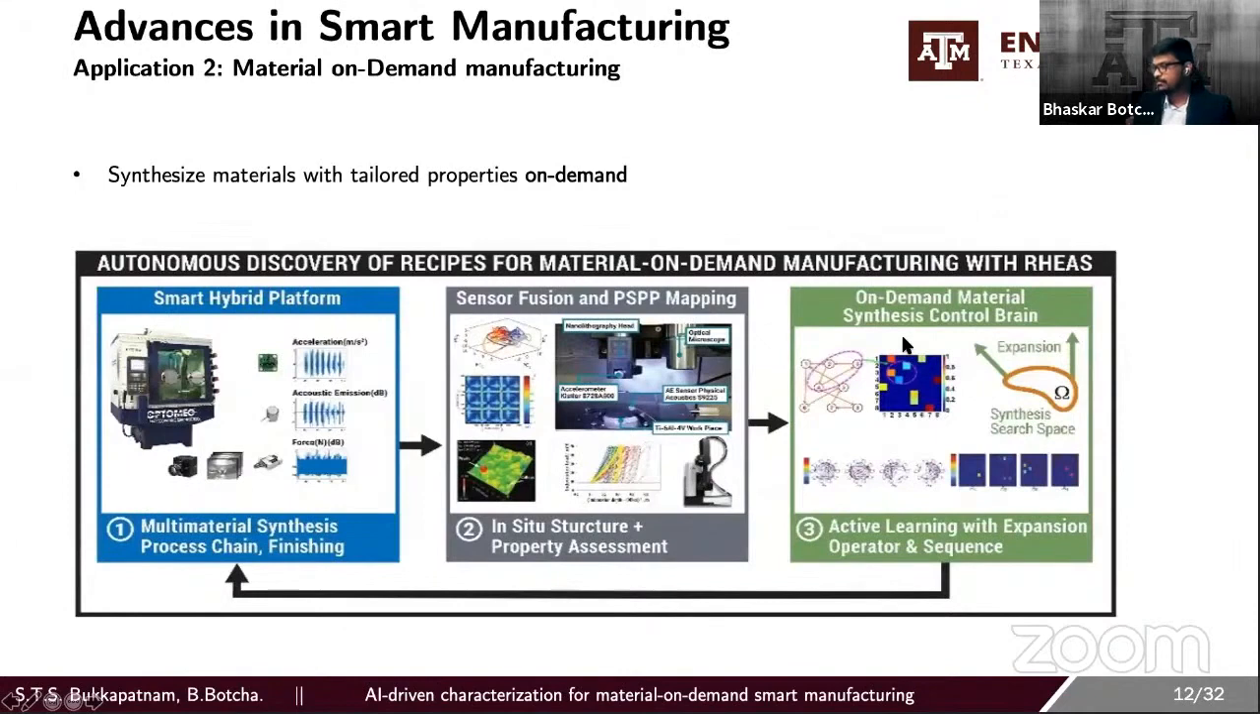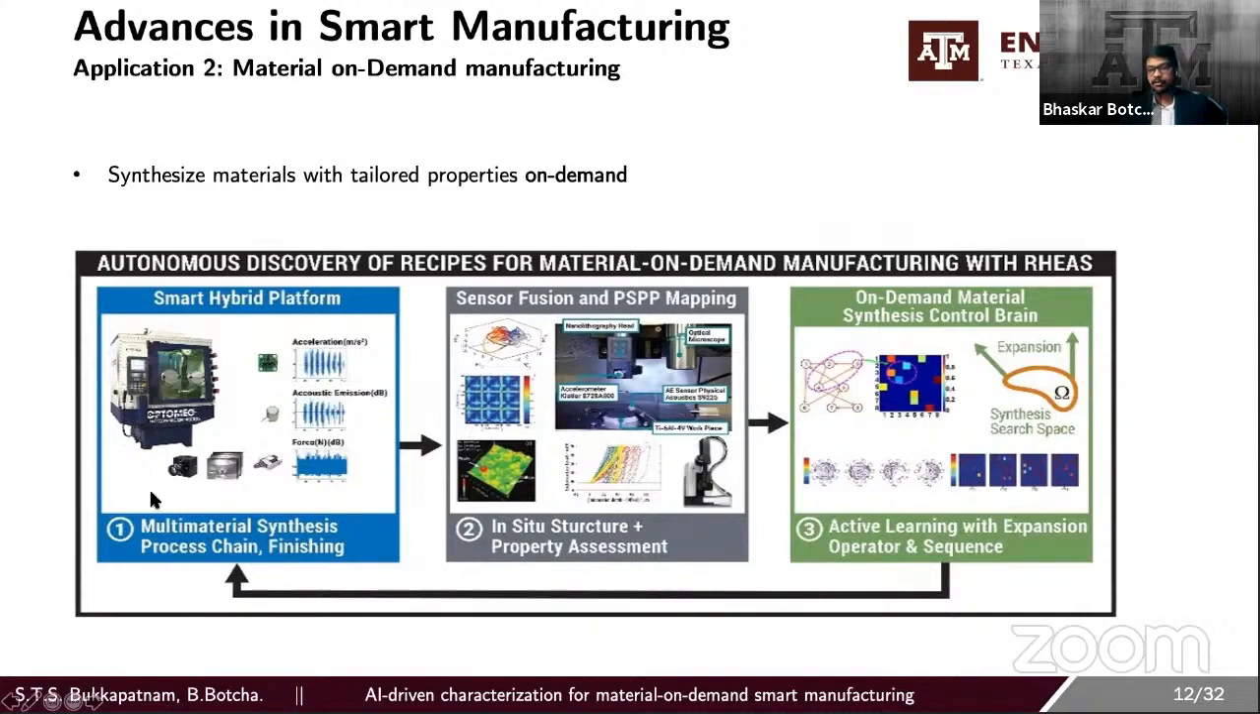So now I've discussed the capabilities of this hybrid machine tool and the advantages of sensorization and simultaneously collecting the data. The first application, which Dr. Bukkapatnam mentioned, was manufacturing as a service. The second application is material on-demand manufacturing, tailoring the microstructures and material properties as and when it's demanded. The concept is to synthesize material with tailored properties on demand. So what do we need for tailoring these material properties on demand?